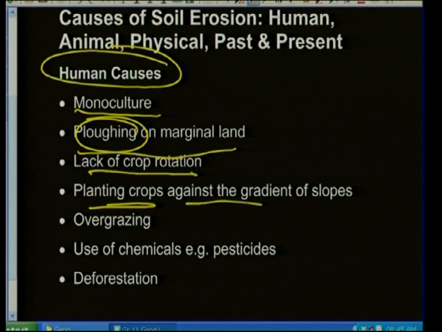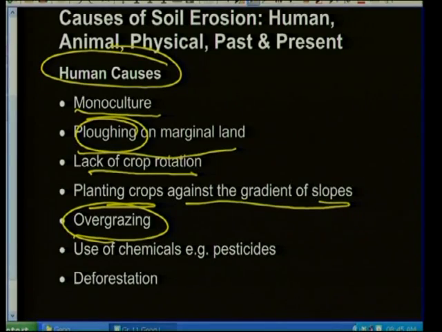Planting crops against the gradient of the slopes. Remember, as we've discussed earlier, steep slopes accelerate soil erosion. Gentle slopes, there is a lower rate of soil erosion. However, some farmers do conduct agricultural activities on these steep slopes and hence accelerate the rate of soil erosion.